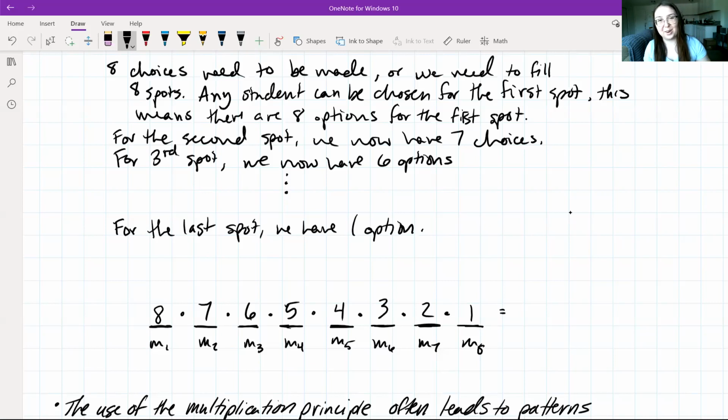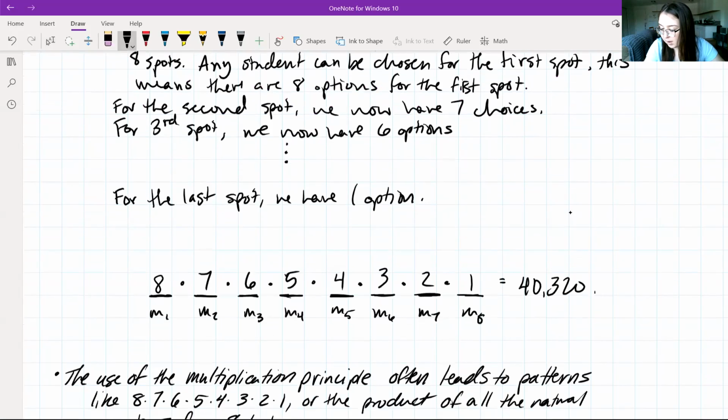So I highly encourage you to multiply this on your own, and you should end up getting that there's 40,320 possible lineups. So that's how many possible lineups we have just by choosing 8 different students to put in a line. So there's a lot of different possible lineups we could have, even with just 8 students.